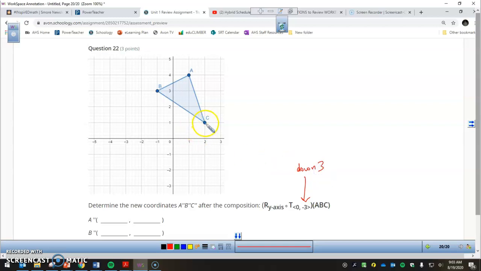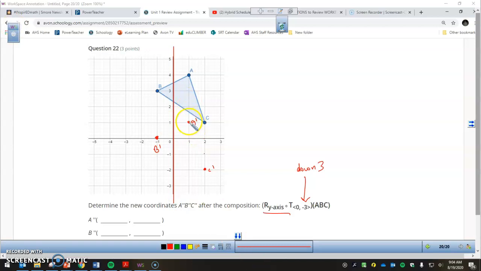So every single point I'm going to go 1, 2, down 3. So this would be C prime. B is 1, 2, 3. So this would be B prime. A would be 1, 2, 3. So A prime here. Then we reflect over the y-axis. So the y-axis is the vertical axis that goes through here. So then I would reflect all these points.